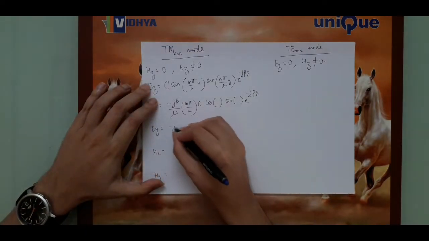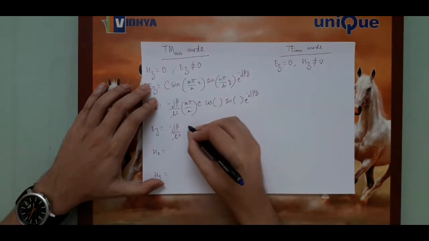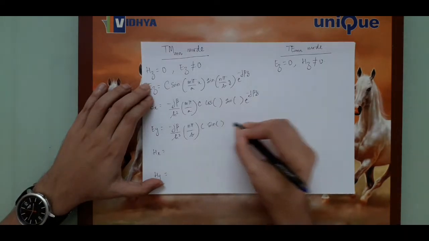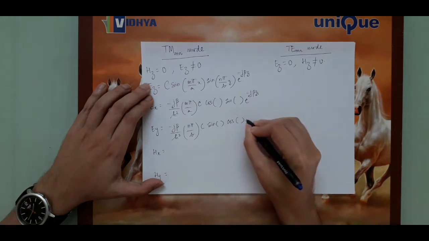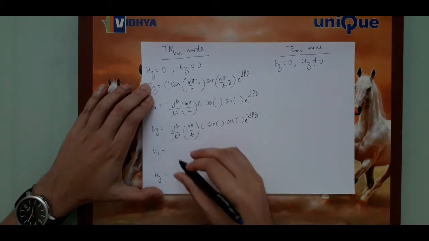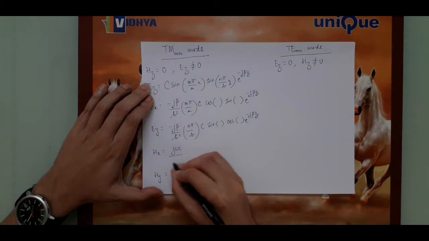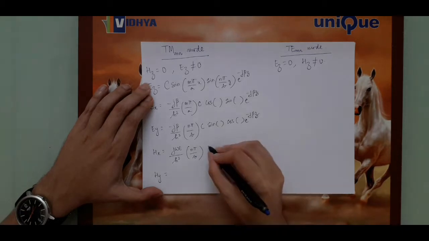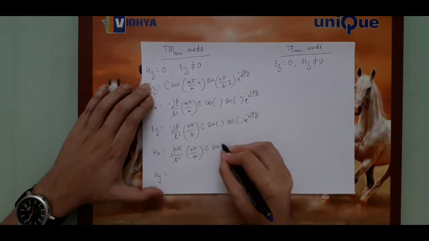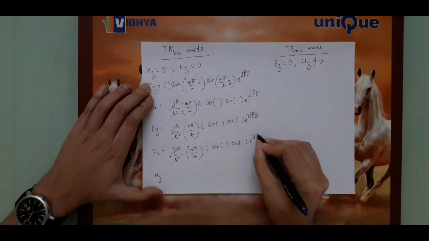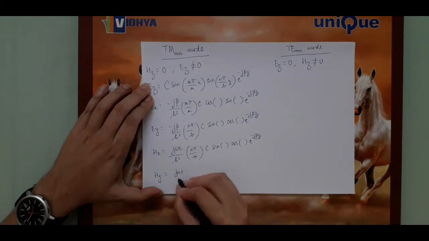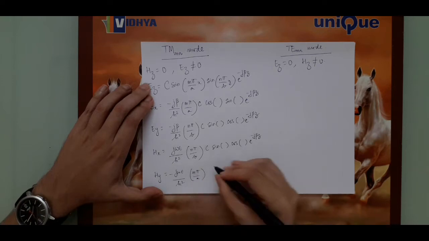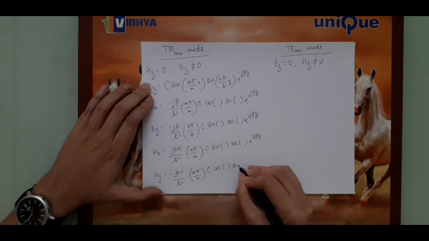Ey will be this, sine followed by a cos. Hx will be j omega epsilon, there will be a minus sign over here, cos followed by a sine.